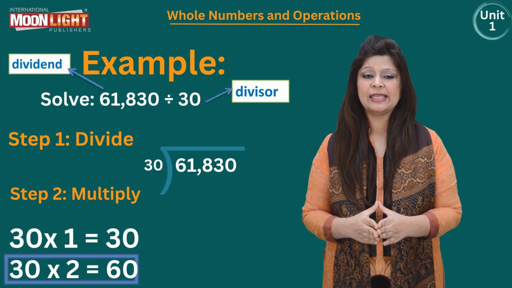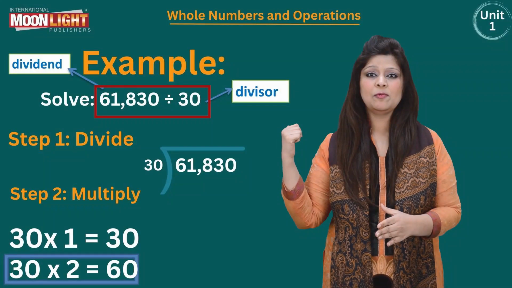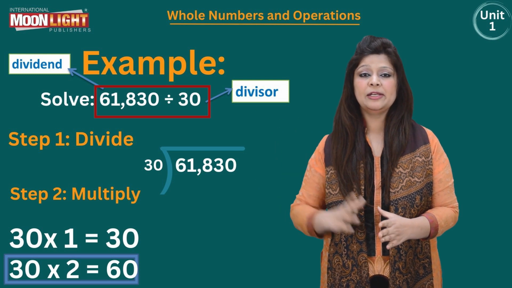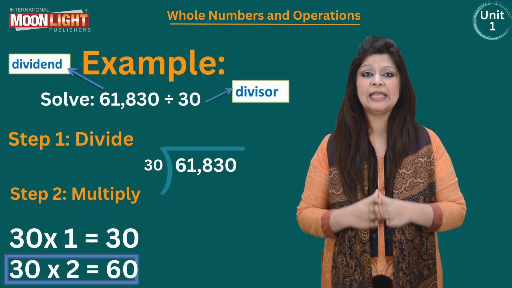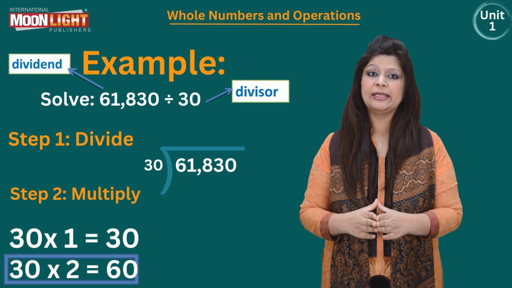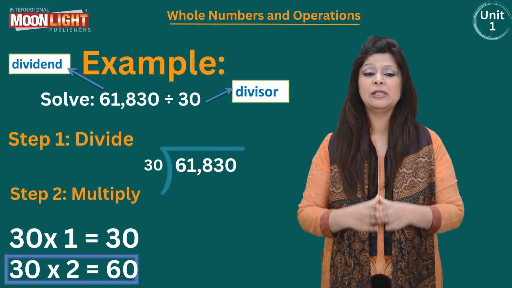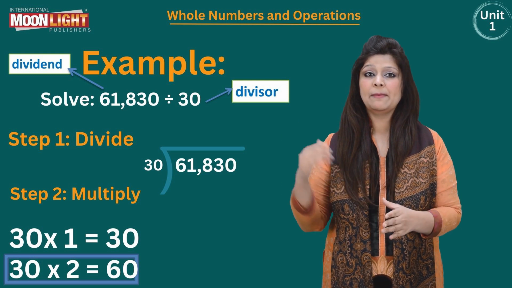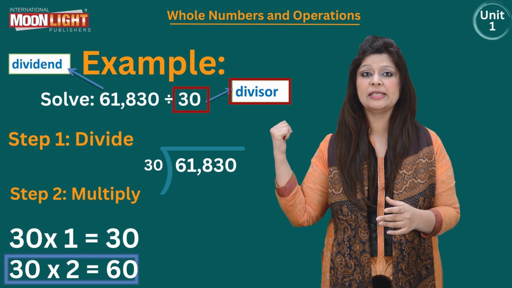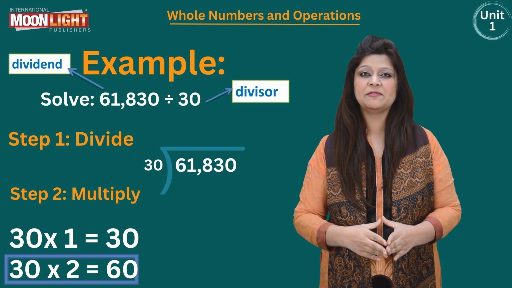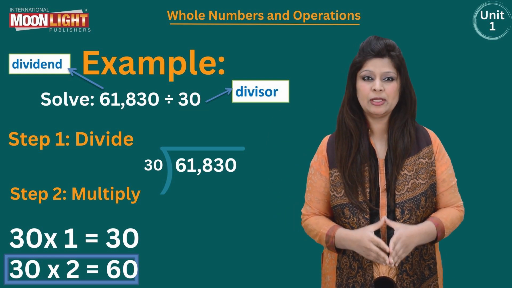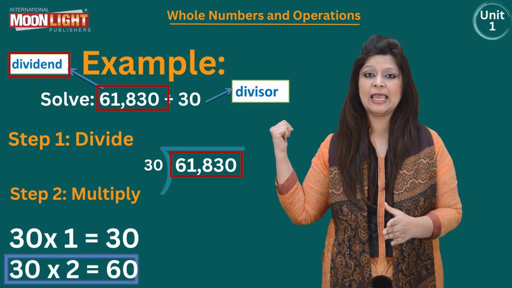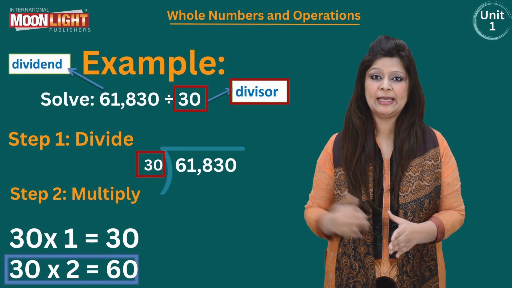I will solve this example, which is 61,830 divided by 30. First, I will write it down in division form. The first number is the dividend, the second number is the divisor, and the final answer we get will be the quotient. So I will write the dividend inside and the divisor outside like this.